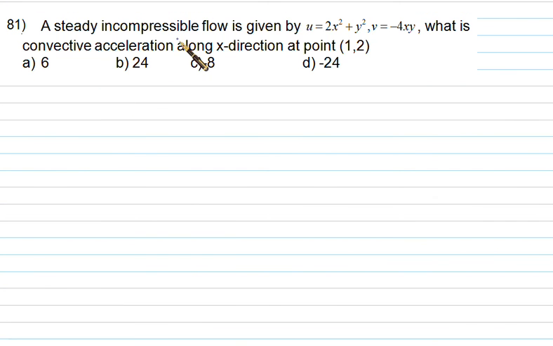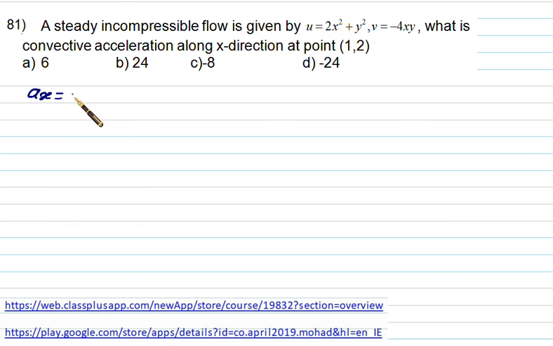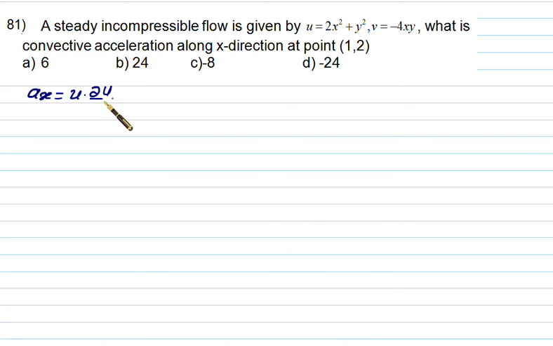A steady incompressible flow is given by u = 2x² + y², v = -4xy. What is the convective acceleration along the x direction you have to calculate? So this time we are only interested in convective acceleration along the x direction. So we have a_x = u ∂u/∂x + v ∂u/∂y. The third component will not be there, plus we have ∂u/∂t, and that is also equal to 0 because as such there is no term of t.